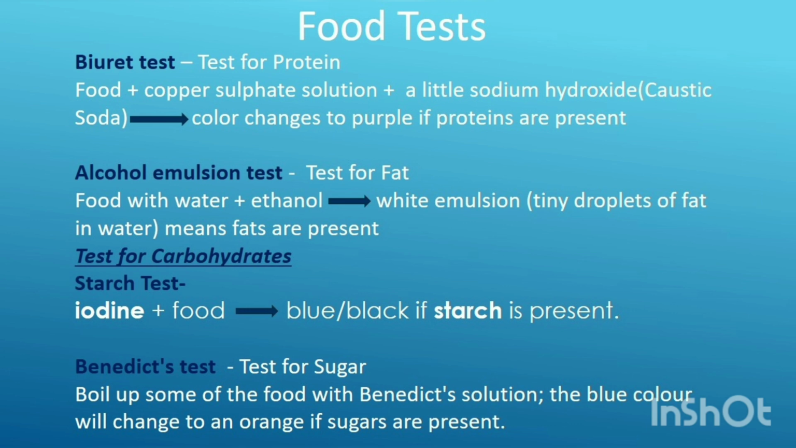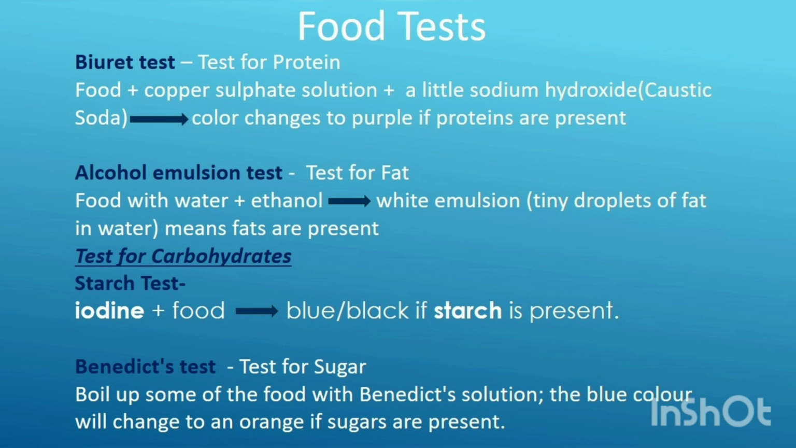Next test is the alcohol emulsion test. This test is for fat. Take the food with water and add ethanol to it. If you can see tiny droplets of fat in the water, it means that fat is present.